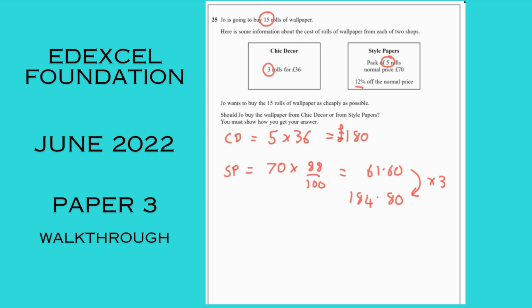from style papers. So it says, should Joe buy from? So as we can see, chic decor is the cheapest.